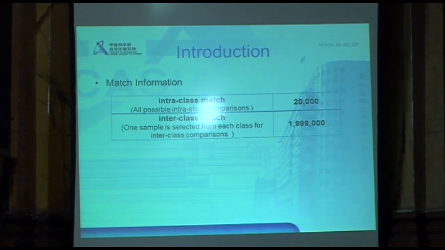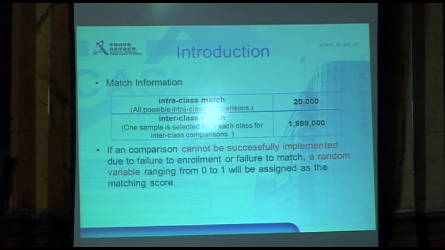In the competition, all possible intra-class comparisons are taken. So there are a total of 20,000 intra-class matches. And 1 sample is selected from each class for inter-class comparisons. So there are a total of 1,999,000 inter-class matches. In the testing stage, if a comparison cannot be successfully implemented due to some reason, such as failure to enroll or failure to match, we assign a random variable ranging from 0 to 1 as the matching score of the 2 images.